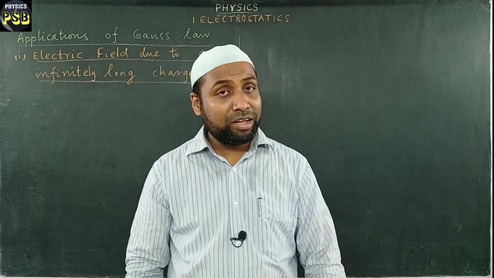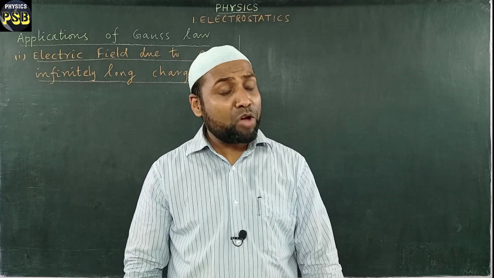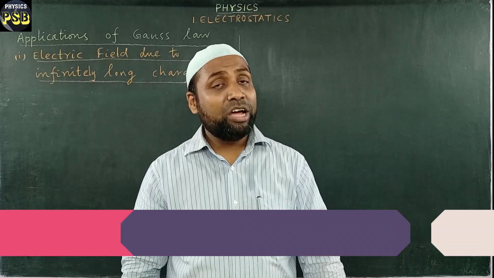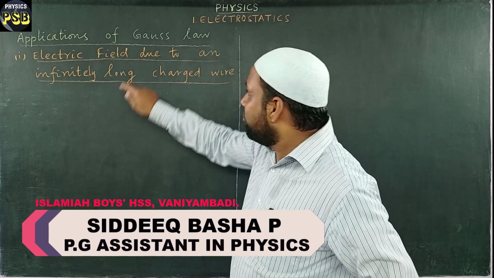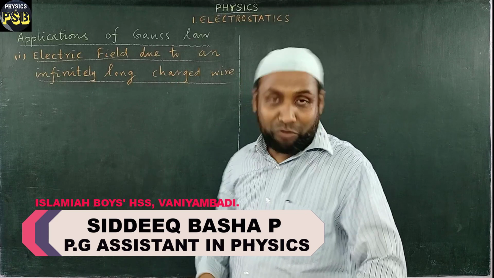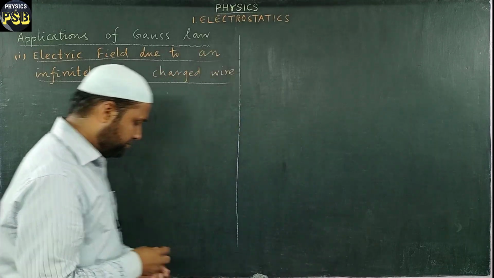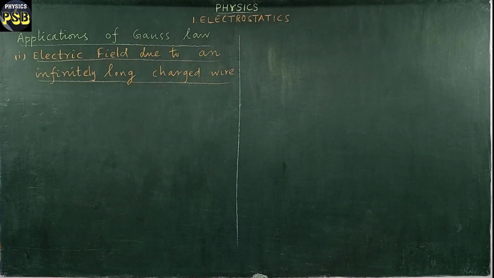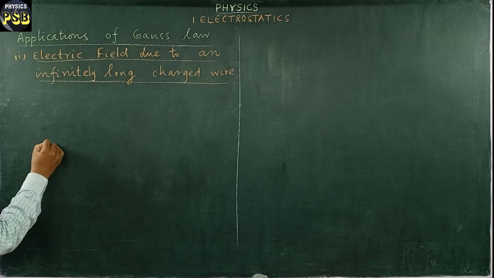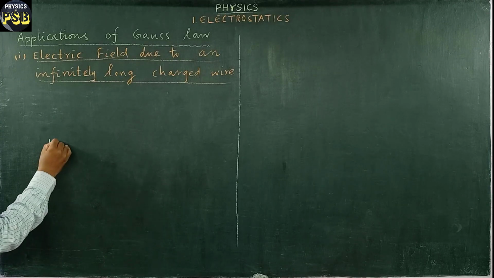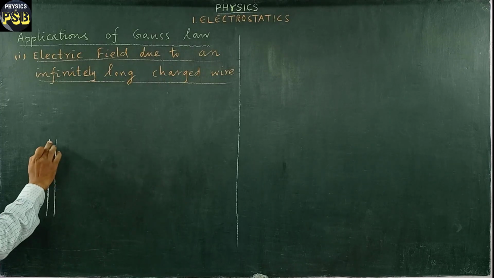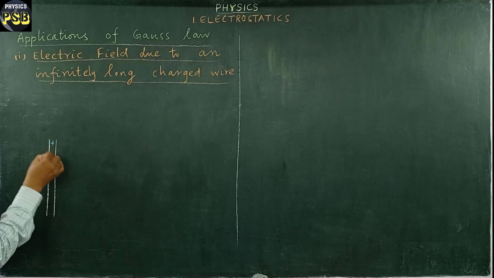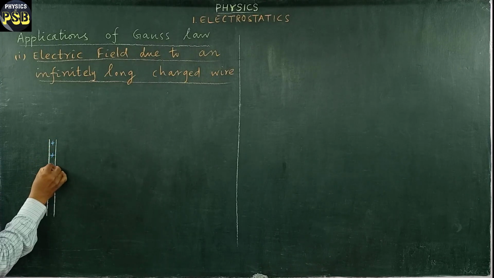We have learned about Gauss Law. In this video, we are going to use Gauss Law to get the electric field due to an infinite long charged wire. For that, I considered this one as an infinite long wire that carries positive charge.